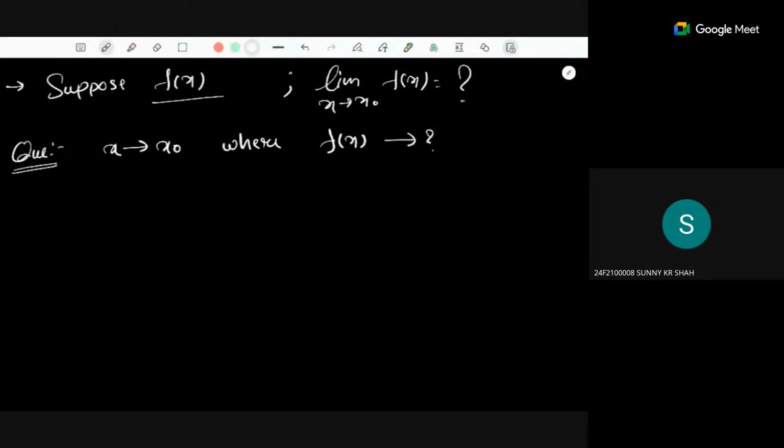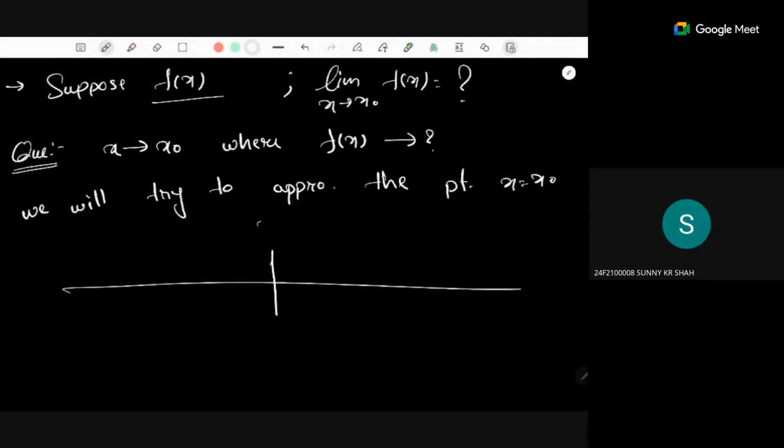So what we will do is try to approach the point x equals x naught from both directions. So over the real line, this is your point, the value of x naught. You can take anything. The value of x naught could be 1, 2, 3 or any real number. So we will approach this point x naught from the left hand side and from the right hand side. Okay, so this will be your left hand side, this will be your right hand side.